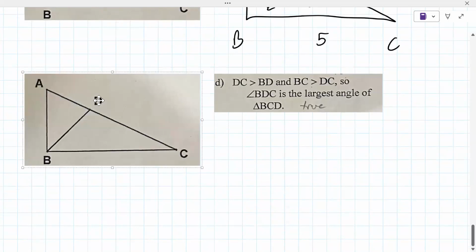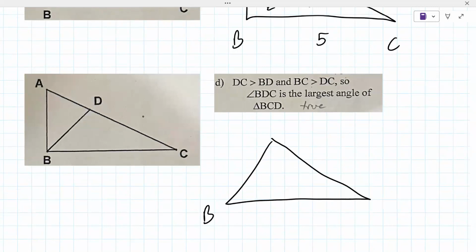All right. So DC is part of the medium triangle, and it can only be part of the medium triangle. So we know it's the medium triangle. BDC. DC is greater than BD, so call this 8, maybe this 5, just to show that it's bigger. And BC is greater than DC, so maybe call this 10.